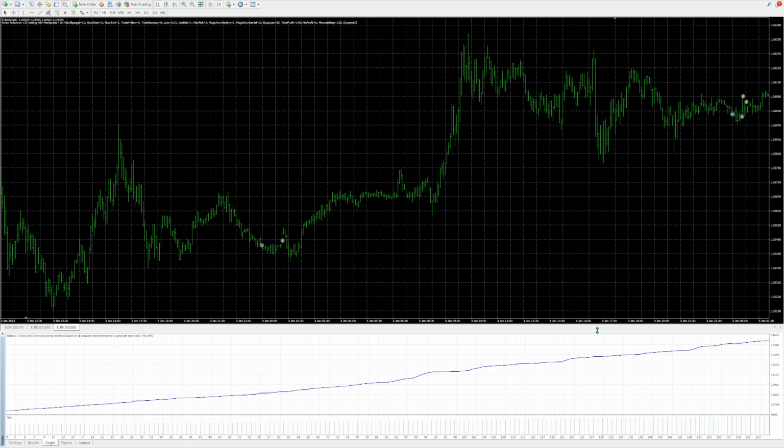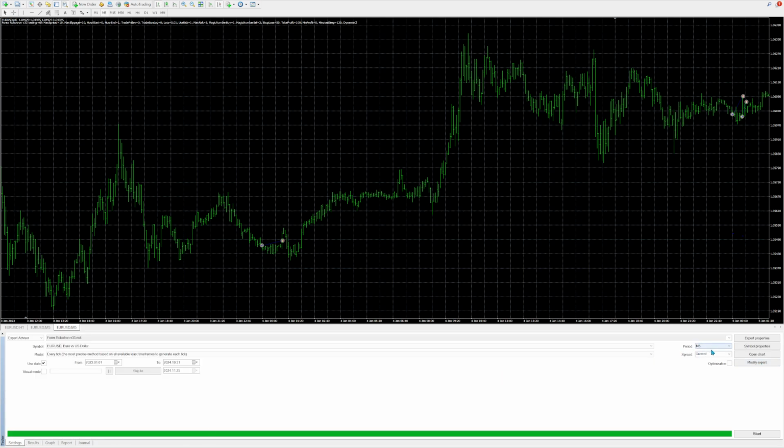So this is a test that I've just run based on the Euro US dollar 5-minute charts. The EA by default trades the 5-minute charts. You are, of course, free to play around with the settings and test on different trading instruments and different timeframes if you wish. Otherwise, you can use the default settings straight out of the box.